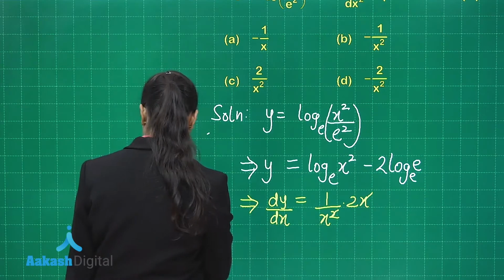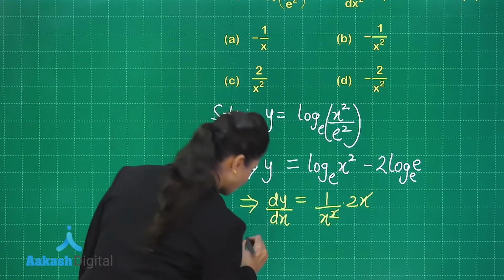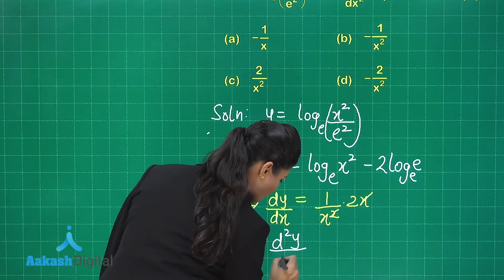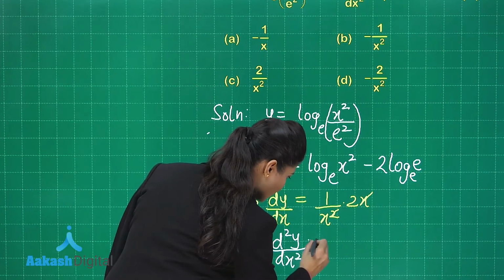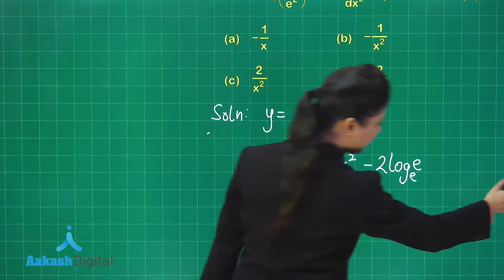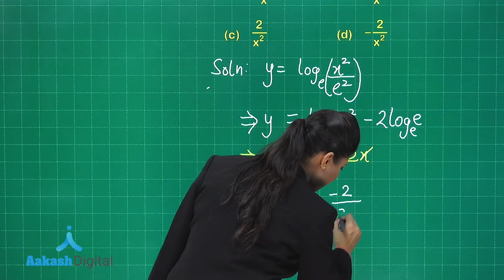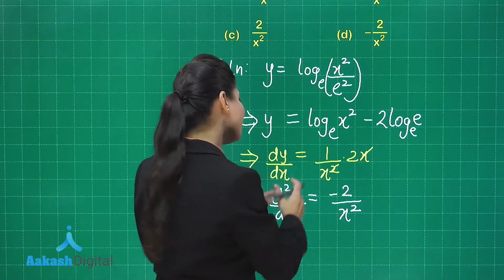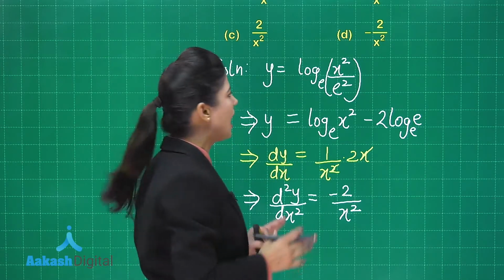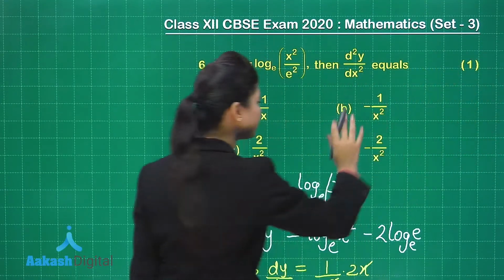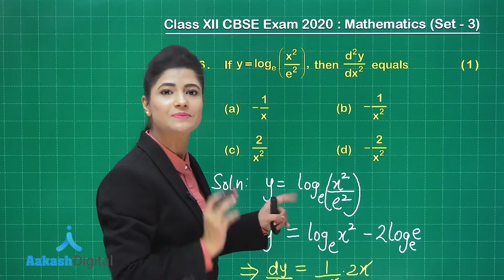If I take the derivative again on both sides, on again differentiating with respect to x, I'll get d2y by dx square equal to the derivative of 2 upon x, which reduces to minus 2 upon x square. So this is the value of d2y by dx square, and when you observe all the 4 options given here, minus 2 upon x square is present in option D.